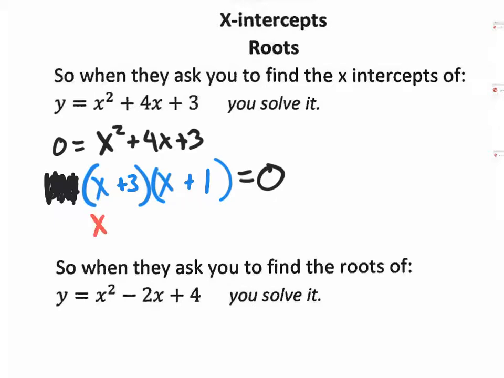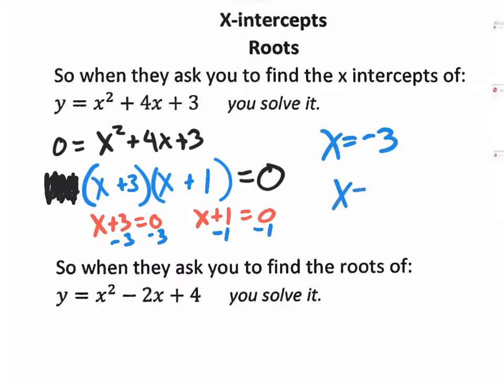So I really have x plus 3 equals 0, and x plus 1 equals 0. And when I subtract 3, I will get x equals negative 3. When I subtract 1 and subtract 1, I'll get x equals negative 1. I get my two answers. So I have my two answers. Those are my two solutions.